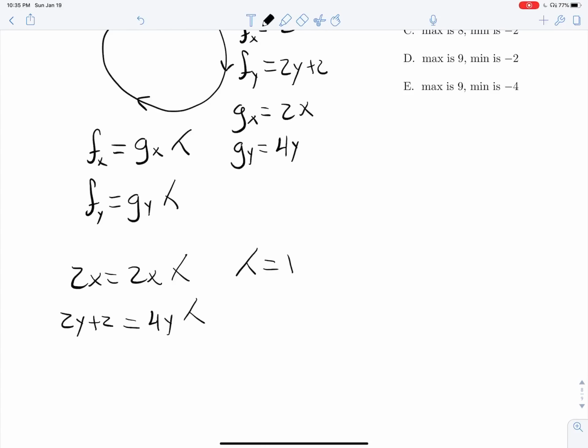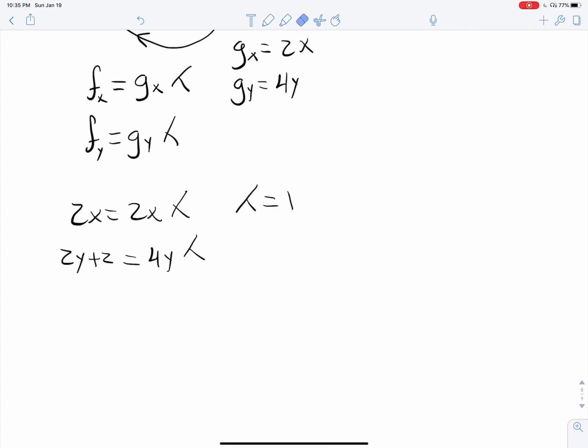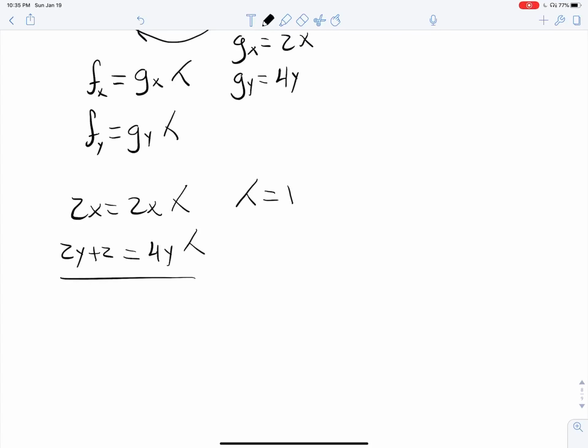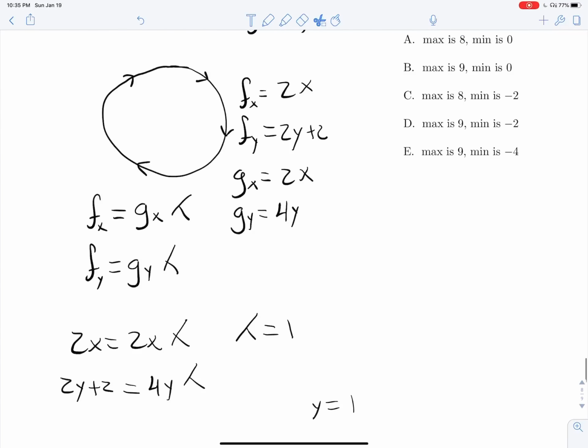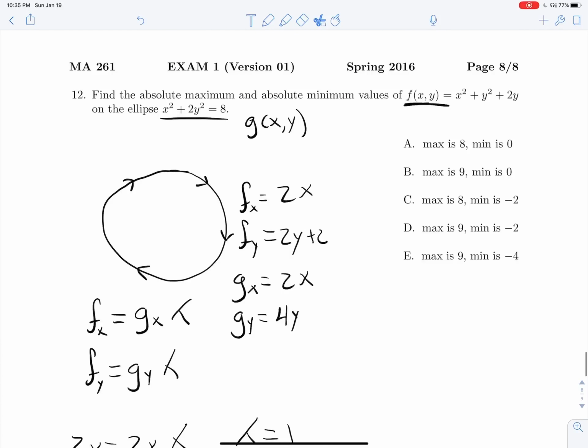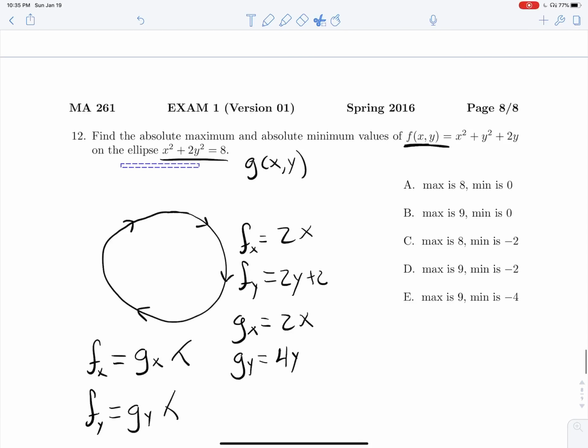And when lambda is equal to 1, things get easy, because then this expression simplifies down to 2y plus 2 equals 4y, or just 2y equals 2, which is the same thing as y equals 1. And whenever we get to this point where we've actually learned something about one of the values, we always go back up and plug that into our constraint function.